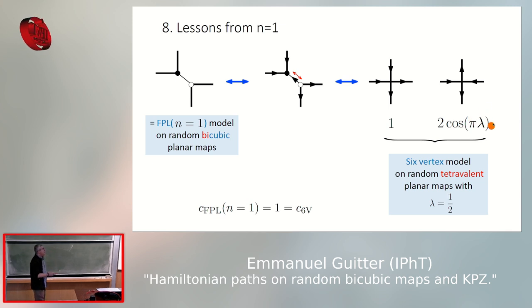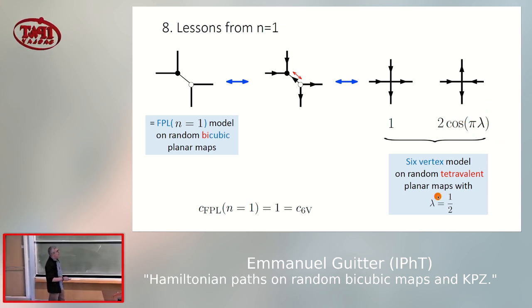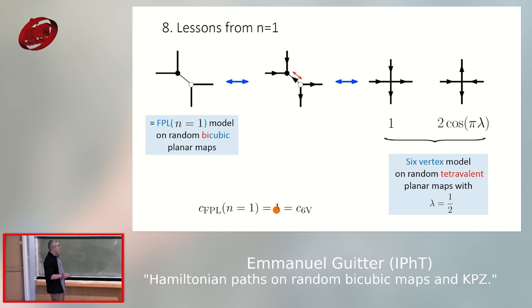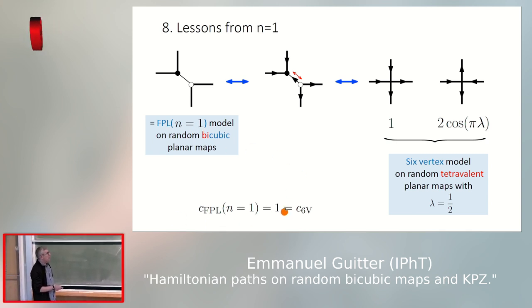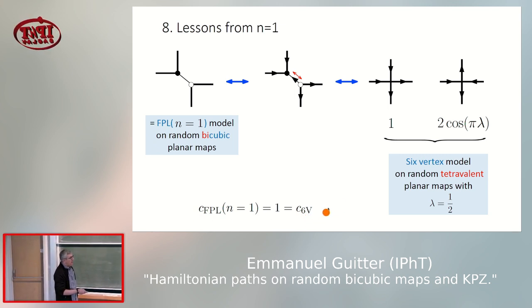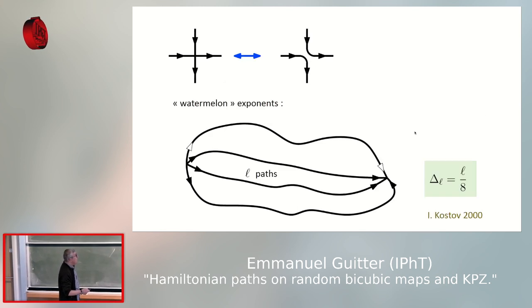And it's good because when I put lambda equals 1/2, this term disappears, and I recover my little problem here, which is equivalent bijectively to the FPL model at n equals 1. So I know that the central charge, if I compute it for the FPL at n equals 1, is 1, which corresponds to that of the six vertex model. So also good.